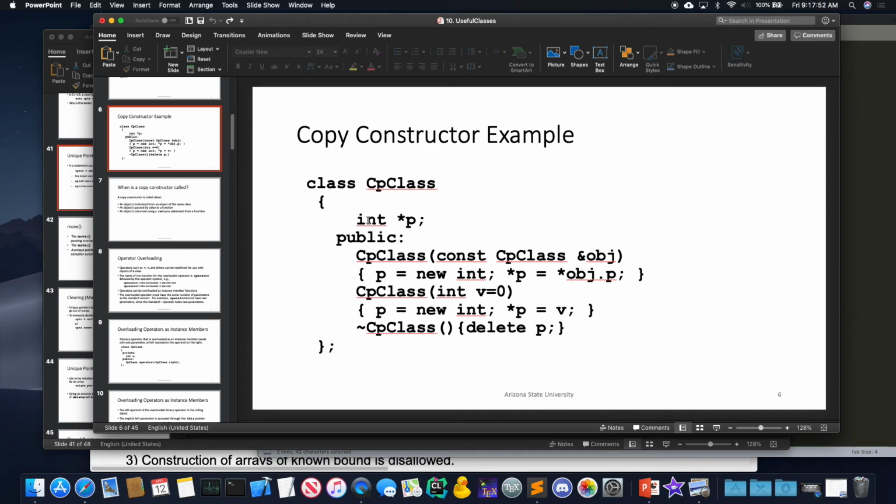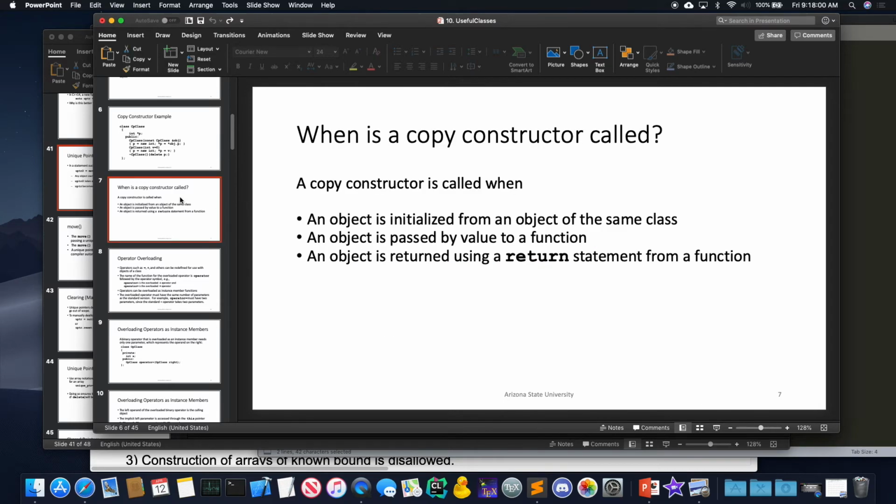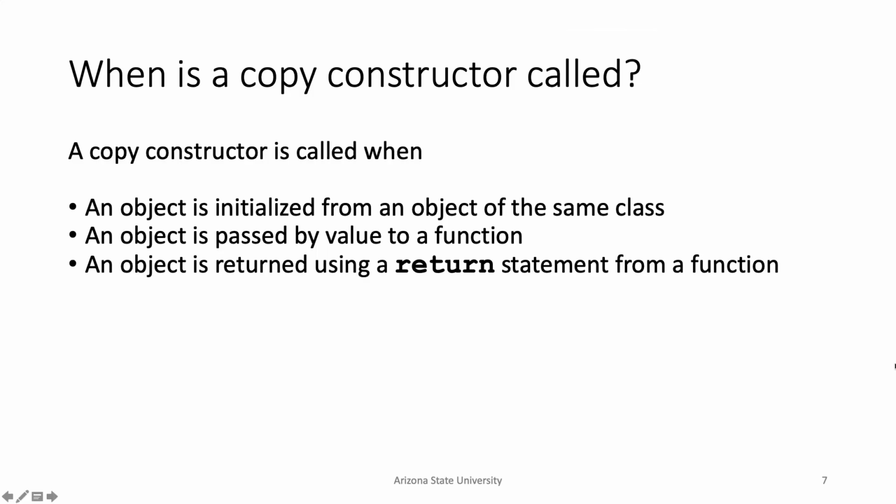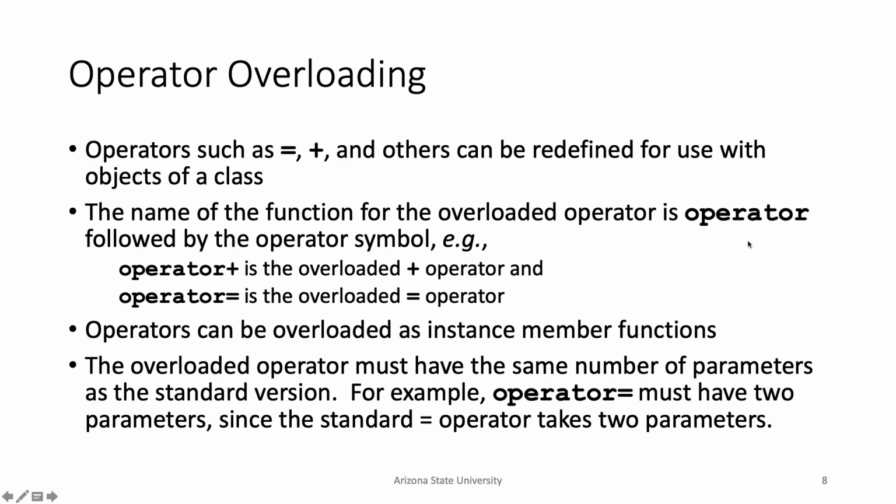So a copy constructor takes a const reference by convention of the same type. It's copying from another object of the same type. That's all it is. So when is the copy constructor called, pretty much all the examples we saw: if we're passing by value to a function, or you're creating C2 from C1, that is doing a copy, or you're returning using a return statement. So that's another case. Those are primarily when the copy constructor is called. The third one's not really true, but the first two are definitely true.